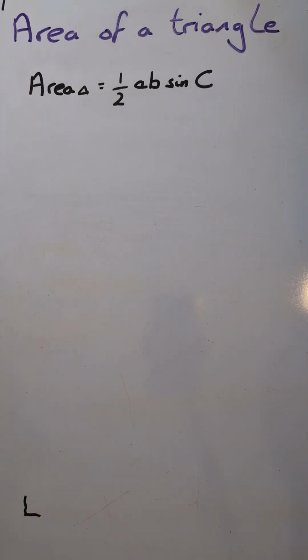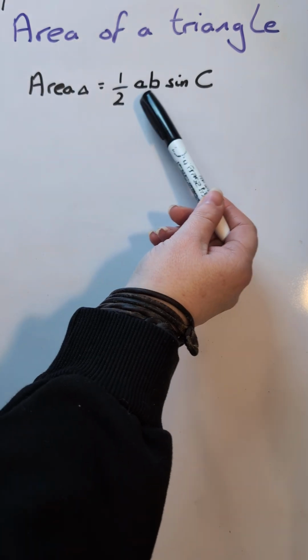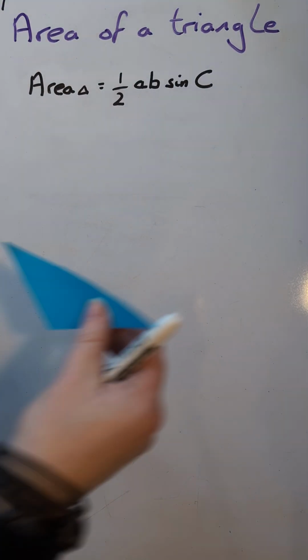Right, this video is discussing the area of a triangle using trigonometry. So rather than the standard area equals half your height times your base, we're going to look at this formula, which is half ab sine C. And where does this come from? Where are these letters from?